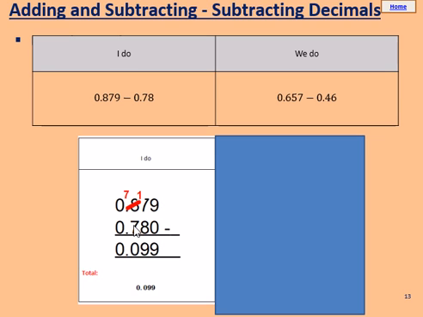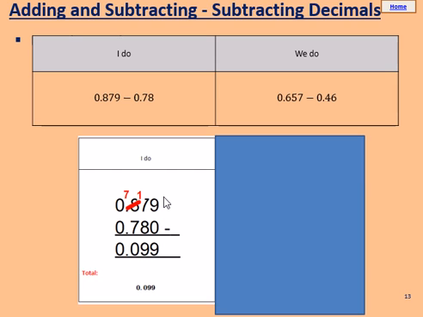7 take away 7 equals 0. Keep the decimal point, and 0 take away 0 equals 0. So our answer is 0.099. Pay attention to the place value when you're writing it in the column. Remember that if you have a bigger number on the row below, you're going to have to borrow one above. So take away from the 8, turn it into a 7. Borrow a 1, make this 17. That's the key.